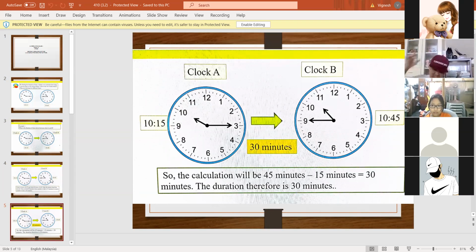So how are you going to show the calculation? Maybe you can show the 45 minutes, right? The 9 is 45, correct? So you can minus the 15 there. So the duration is 30 minutes. 45 minutes, if you minus it with the 15 minutes, you should get 30 minutes. So the duration of time in between clock A and clock B is 30 minutes. Understand?